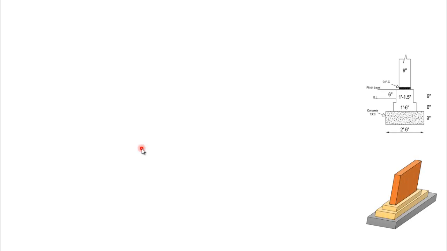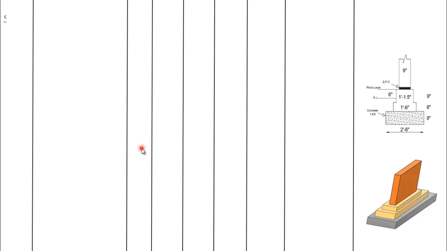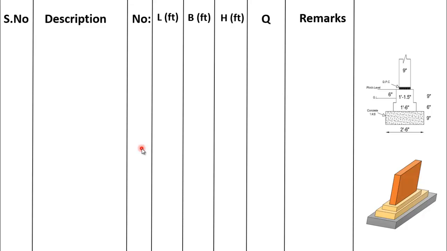Generally, the quantity estimation is carried out in tabular form. We have also calculated the quantities for different items of work in the tabular format. In this format, you can see that the first column represents serial number, the second column is description of items, the third column is number, the fourth column is length, the fifth column is breadth or width, the sixth column is height, the seventh column is quantity, and the last column is remarks. Here you can see that all units are given in the FPS system, or feet. So we have taken all the units in feet.